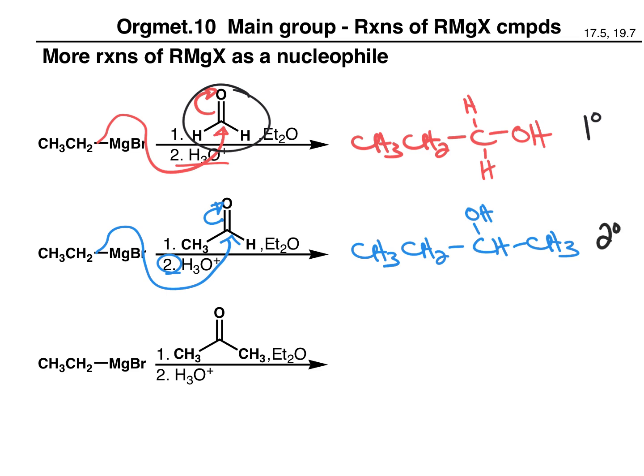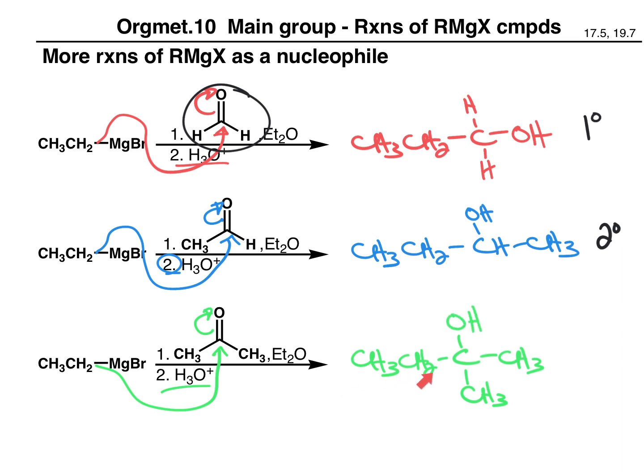And the third example, same Grignard, now we are reacting it with a ketone, push these electrons up onto the oxygen, forming the alkoxide intermediate. With aqueous acid workup, we will get this product. So this piece comes from the Grignard and this comes from the ketone. Notice, because we started with a ketone, we end up with a tertiary alcohol. So a Grignard reaction with an aldehyde or ketone gives us access to primary, secondary, and tertiary alcohols.